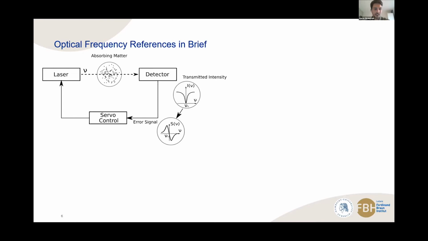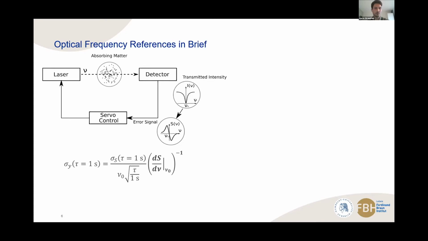To evaluate the performance of such a frequency reference, you use the Allan deviation. This is an equation to estimate the Allan deviation, which is a statistical measure of the frequency deviations. I want to emphasize one term in this, which is the slope of the error signal at the center frequency. As you can see, if you want to reach low Allan deviations, we will need to have a high slope. So what you want to achieve is really narrow absorption lines that translate to a high slope of the error signal.